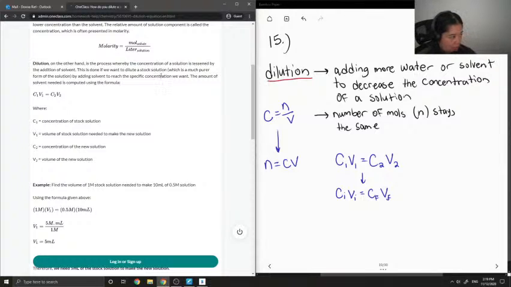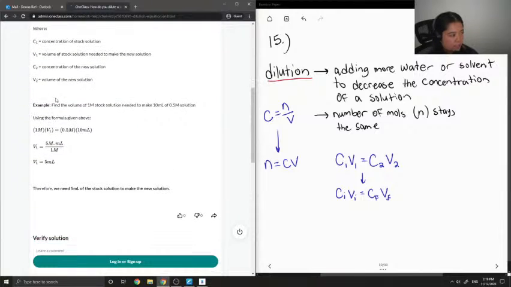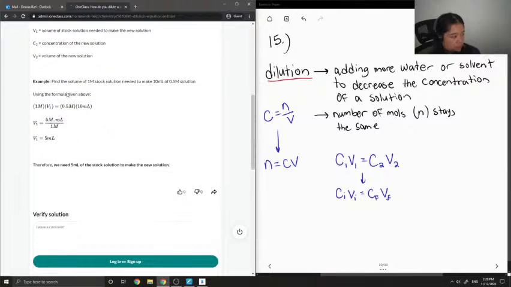The amount of solvent needed is computed using the formula C1V1 equals C2V2. Then they say C1 is the concentration of your stock, V1 is the volume of the stock solution, C2 is the concentration of the new solution, V2 is the volume of the new solution. Okay, so they also have an example.